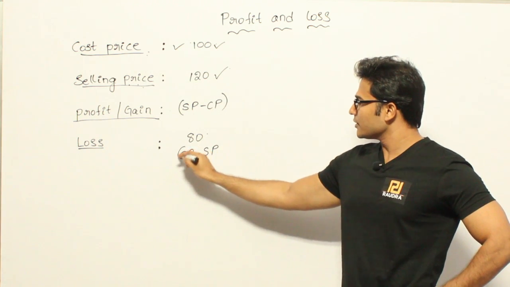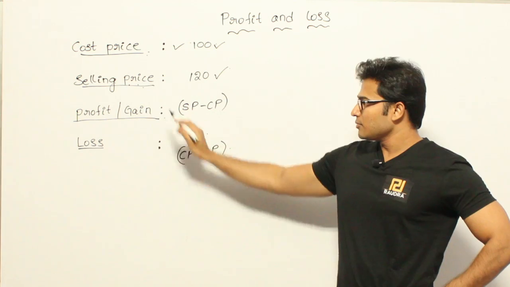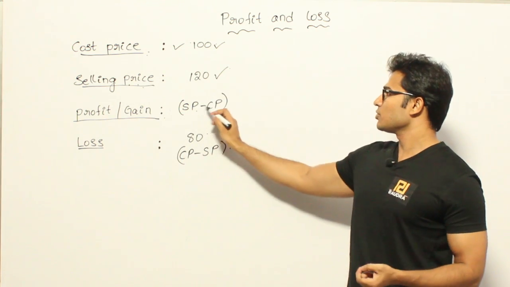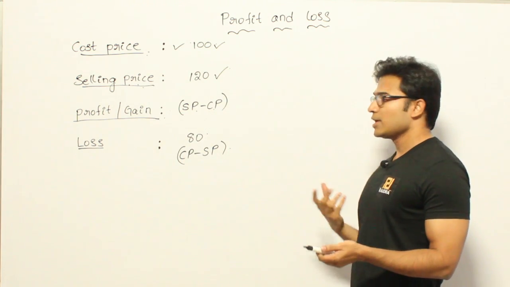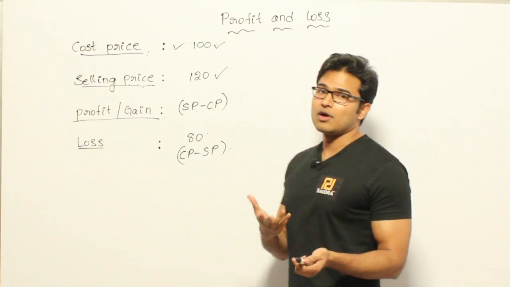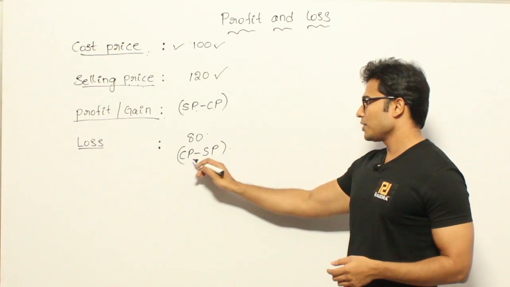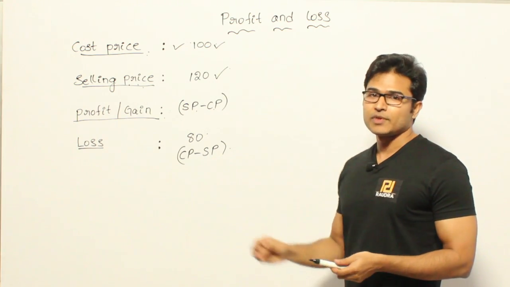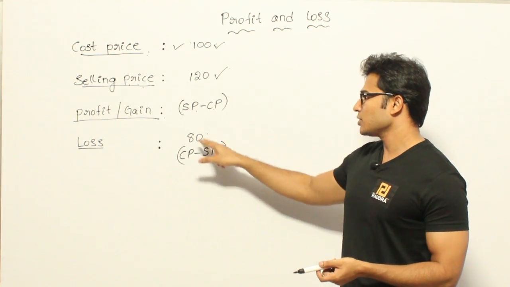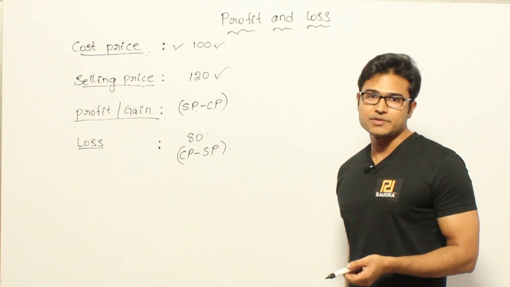Now you should observe one thing here. You are going to get a profit when selling price is more than your cost price, which means if you get something more than what you invested, obviously that is profit. You are going to incur some loss if cost price is more than selling price, which means if you do not get more than what you invested, that is going to be your loss.